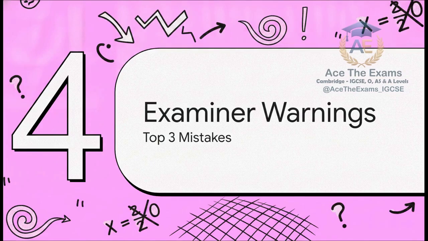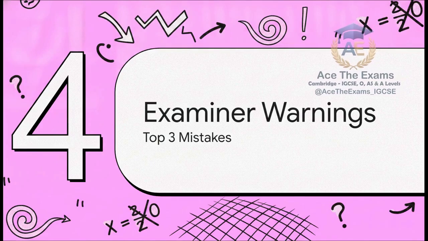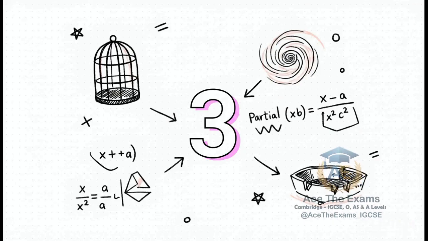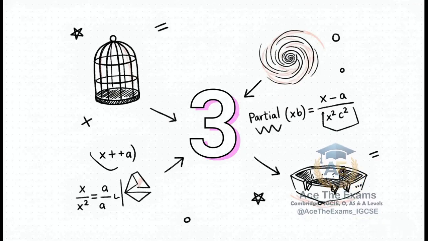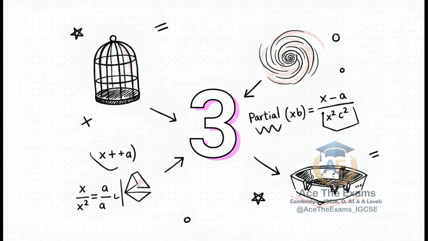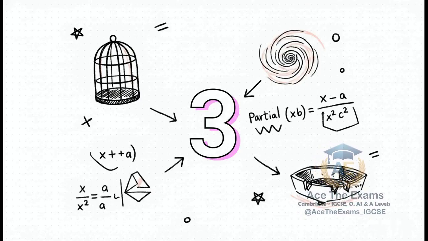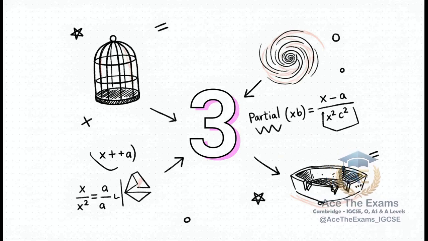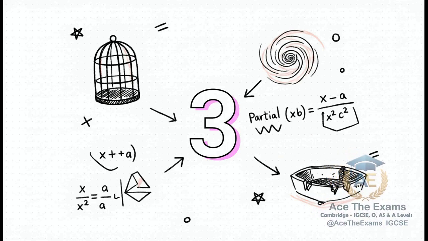Finally, Section 4, Examiner Warnings. Let's look at the top 3 mistakes students make. There are exactly 3 major traps when it comes to dealing with linear, repeated, and quadratic partial fractions. I really want you to burn this number into your mind, because avoiding these 3 specific mistakes, it's often the difference between just getting a good grade and delivering a perfect paper.